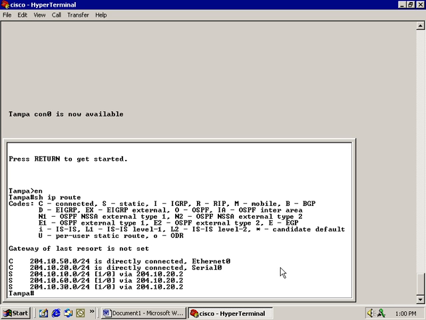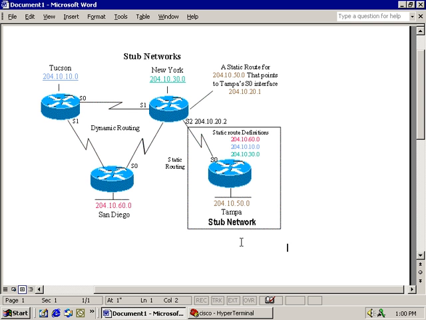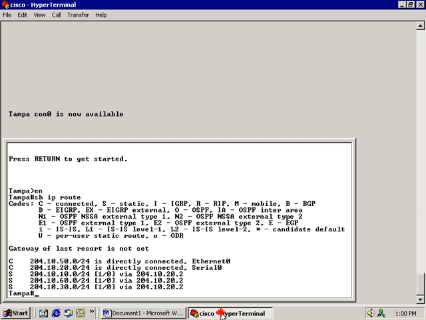And of course, on New York's serial two interface, I'm going to put an entry pointing back to my network, saying you can get to this remote network in Tampa, which is 204.10.50.0, by going to the serial zero interface on my Tampa router, which happens to be 204.10.50.1. Okay. So that's all there is to it. That's all I did. I just put an entry to let the packets know how to get from point A to point B on my network.